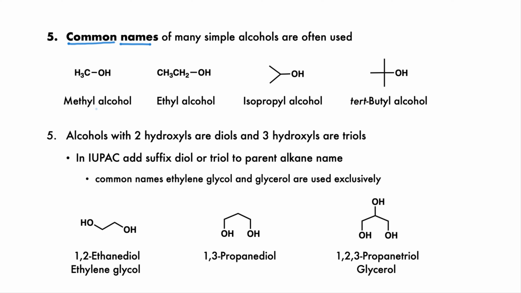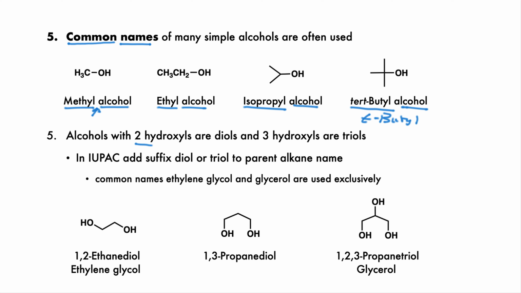The common names of simple alcohols are derived by putting the name of the alkyl group before the word alcohol. Notice the space. The names methyl alcohol, ethyl alcohol, isopropyl alcohol, and tert-butyl alcohol, or T-butyl alcohol for short, are often used.